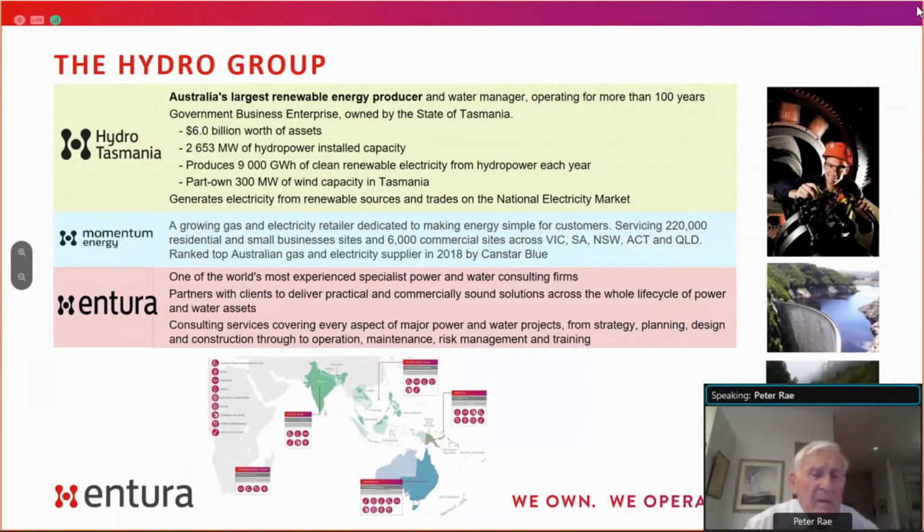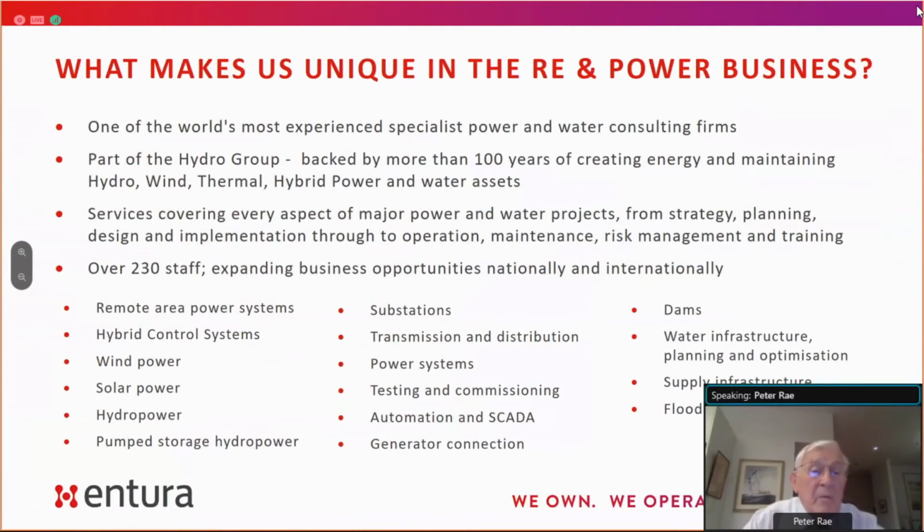I'll just have to read this and talk to it. Momentum Energy is a growing gas and electricity retailer dedicated to making energy simple for customers. That is something which has been subject to some debate as to the extent to which gas should continue to be operating for electricity generation in Tasmania. And Entura is the division of Hydro Tasmania which is the engineering consultancy, and Ray Massey is one of its leading specialists.